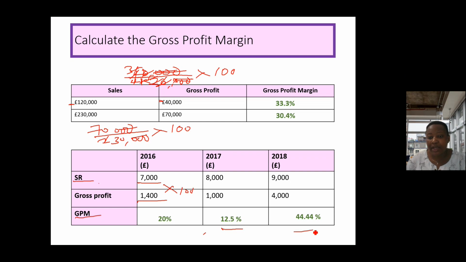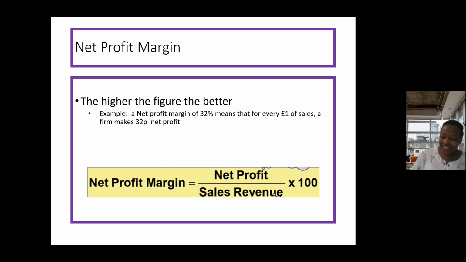However, this has gone very high in 2018, and this tells us how much profit the business has made over a comparison of 3 years. So how much gross profit in comparison to sales. Okay, great. So now let's get to the second one, which is our net profit margin.